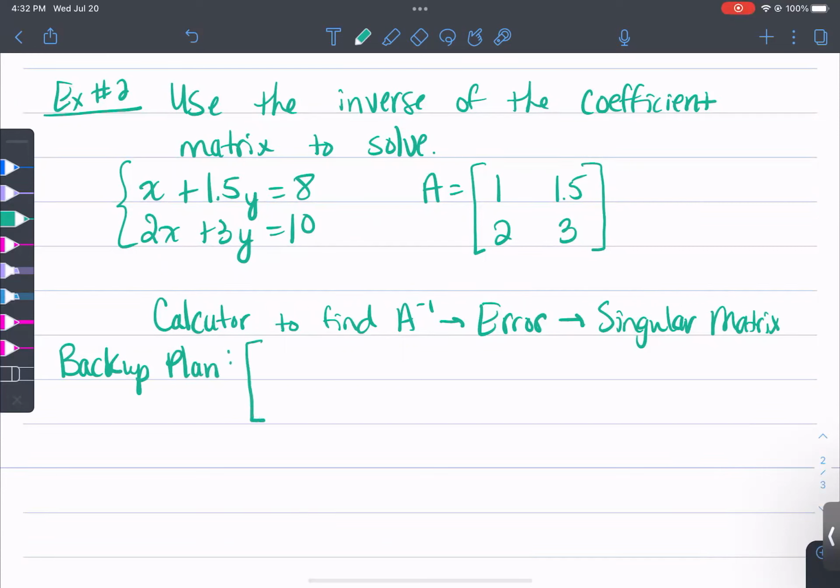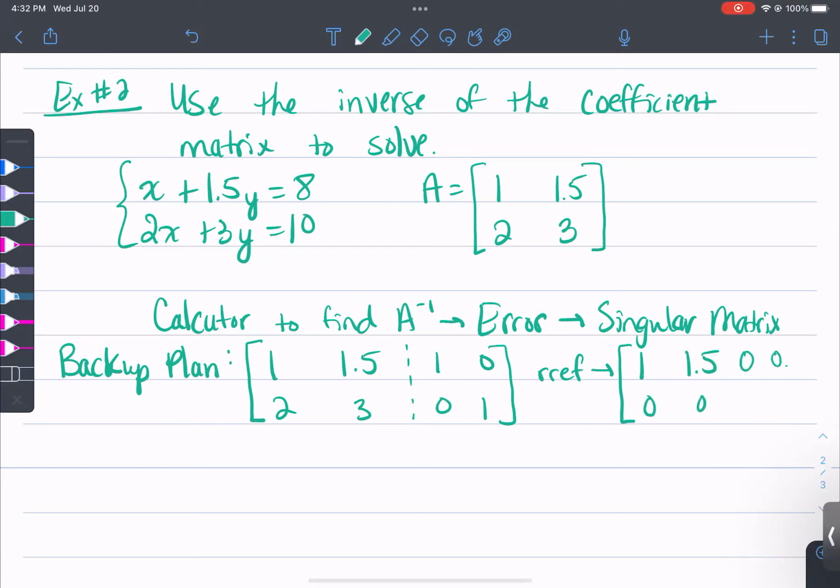Our backup plan is to create the double column matrix with the identity matrix, do reduced row echelon form, and that gives us 1, 1.5, and 0 on the bottom. And this is just giving us a way to verify that this is not the identity matrix. So now we can definitively say that this has no solution because we were not able to find the inverse of our coefficient matrix.